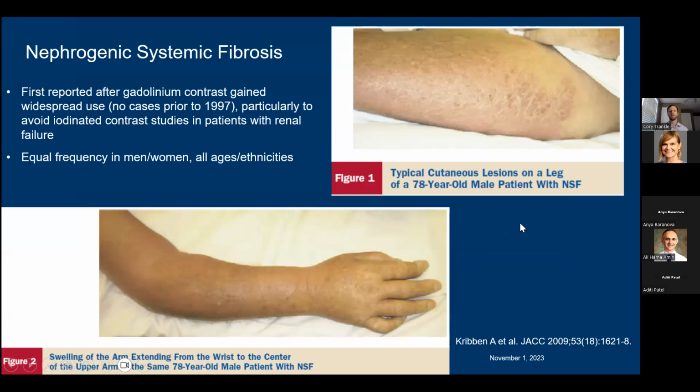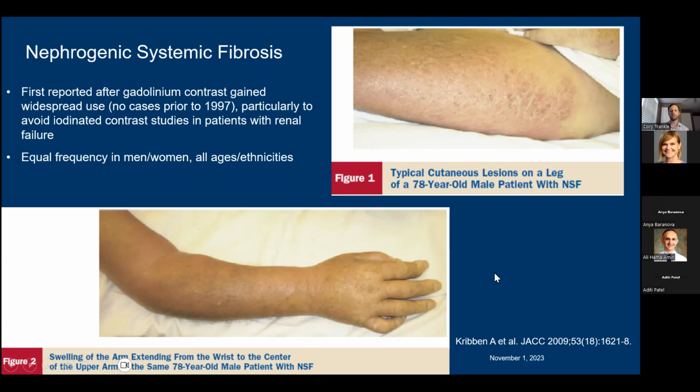We'll touch on nephrogenic systemic fibrosis briefly. This is a condition that was first reported after gadolinium-based contrast agents gained widespread use. In fact, there were no cases of NSF prior to 1997. My understanding was that people were excited about the idea of a contrast agent that, unlike iodinated contrast for CTs, didn't have the stigma of potentially being nephrogenic or nephrotoxic. And so this was used fairly liberally in patients with renal dysfunction. And just by definition, when they first came on the market, those were the first generation agents.